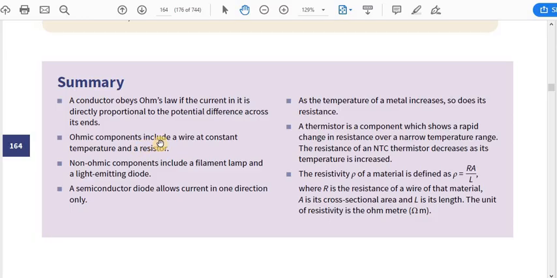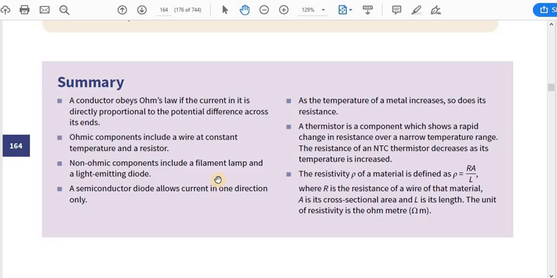Then ohmic components are components which obey Ohm's law. So if you draw a graph of V versus I or I versus V, it will be a straight line passing through the origin. Ohmic conductors include a wire at constant temperature and a resistor. So remember these two ohmic conductors, wire and resistor. Non-ohmic components include a filament lamp and a light emitting diode. Why? Because the IV characteristic or IV graph of these components are not straight lines, they curve.